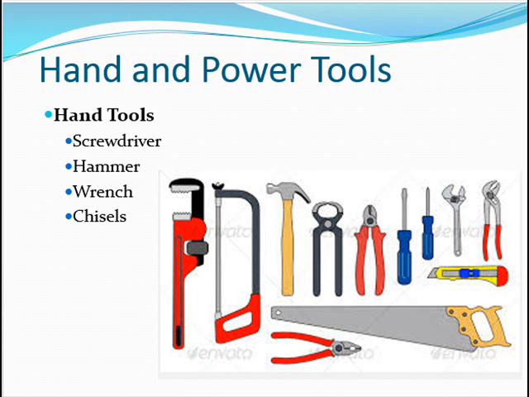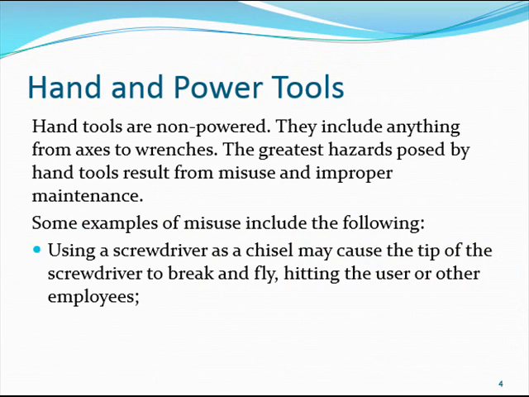Hand and Power Tools. Hand tools. Screwdriver, hammer, wrench, chisels. Hand tools are non-powered. They include anything from axes to wrenches. The greatest hazards posed by hand tools result from misuse and improper maintenance. Some examples of misuse include the following.